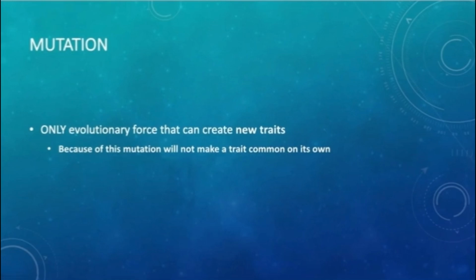Okay, moving on to the next evolutionary force, we have mutation, which occurs very, very slowly, and it is the only evolutionary force that can create new traits. Now, because of this, mutation will not make a trait common on its own. So, selection or drift can help make a mutant trait more common in a population.